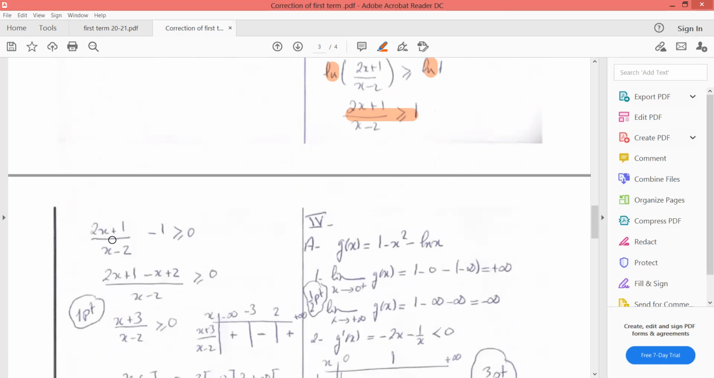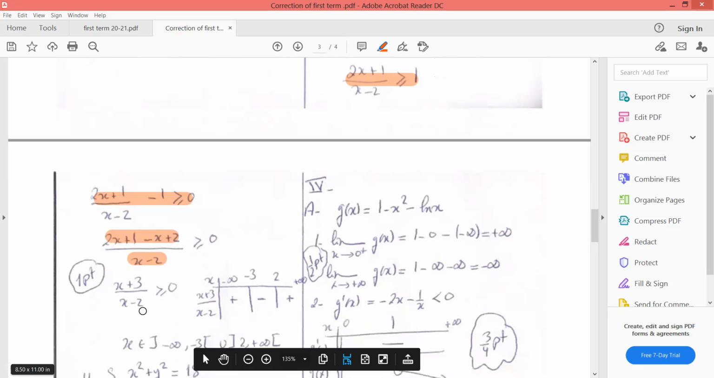So (2x + 1)/(x - 2) - 1 ≥ 0. We take 1, it becomes minus 1 ≥ 0. We take the LCM, which is x - 2. 2x + 1 minus 1 times x is minus x. Minus 1 times minus 2 is plus 2. 2x minus x is x, so (x + 3)/(x - 2) ≥ 0.